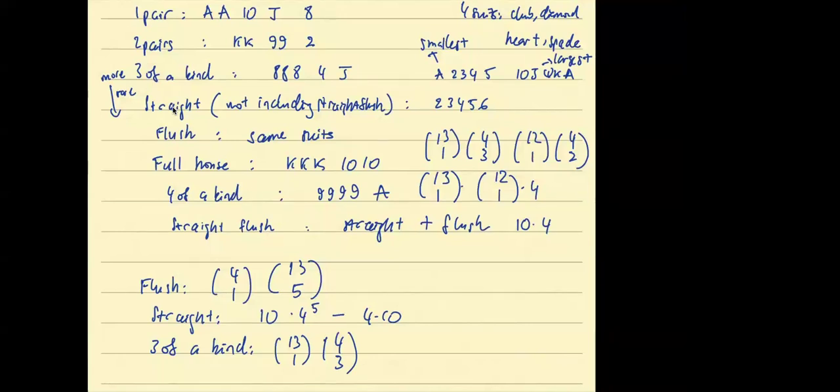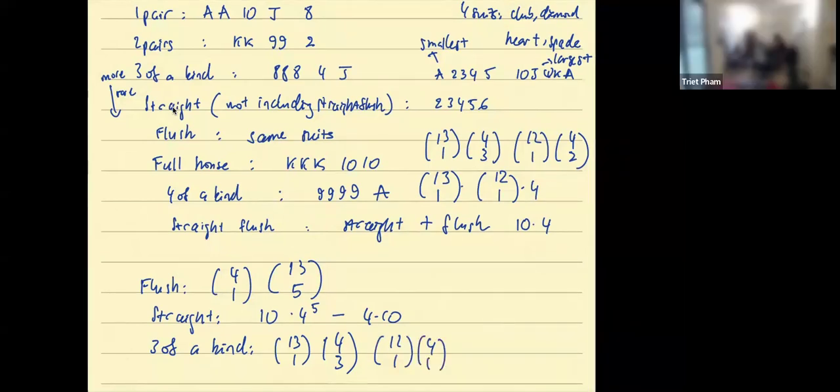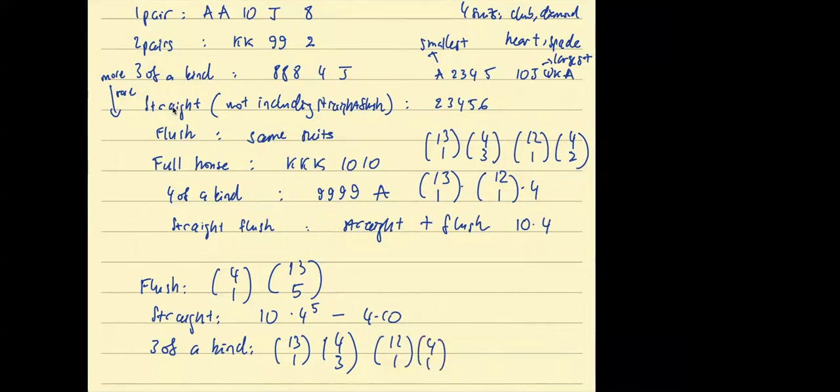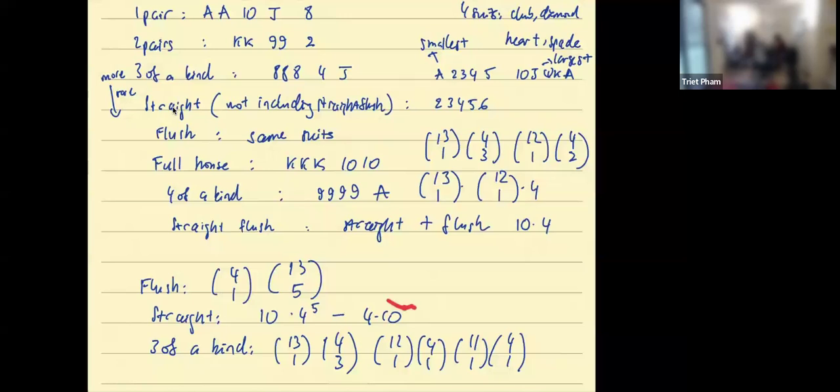And then the next one would be 12 choose 1 times 4 choose 1. And then the next one would be 11 choose 1 times 4 choose 1, I think. Right. So this addresses the two lone cards, right?